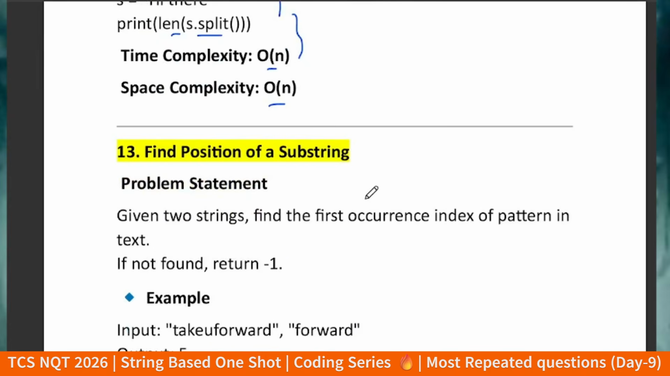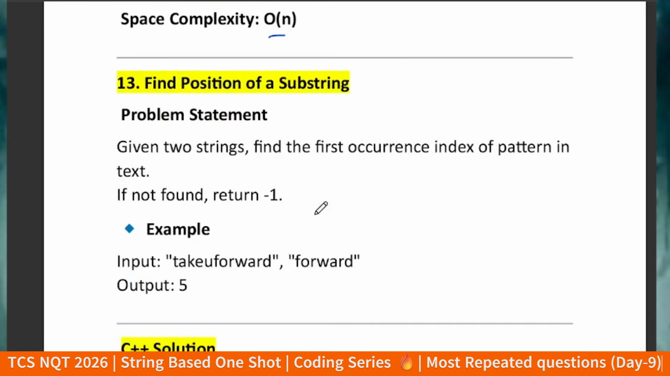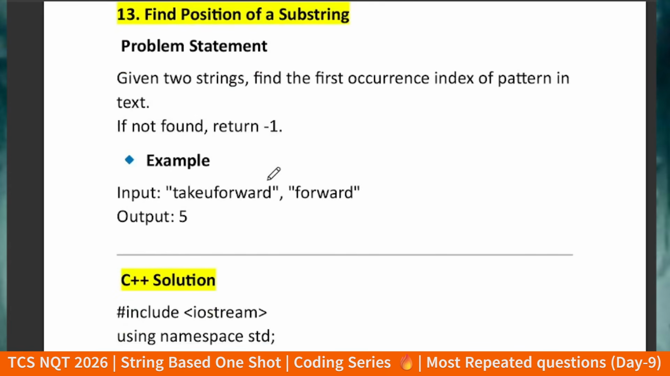Coming to the next important question, that is question number 13, and here you have to find the position of a substring. So what is our question? Given two strings, find the first occurrence index of the pattern in the text. If not found, return -1. Let me give you the solution.